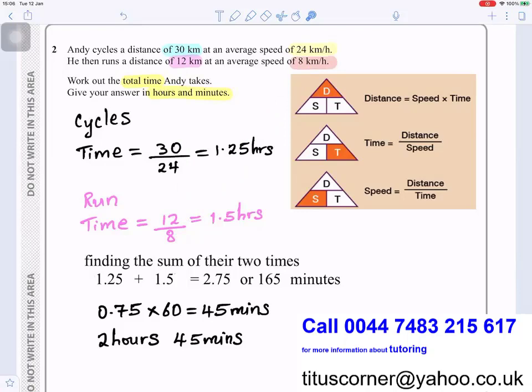Now you want to find the sum of their 2 times. So we add 1.25 plus 1.5. It gives you 2.75 hours. Because if you multiply 0.75 times 60, it gives you 45 minutes. So it is 2 hours and 45 minutes, because they want your answer in hours and minutes.